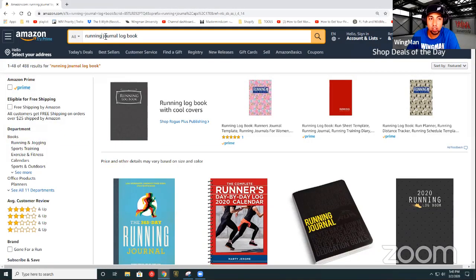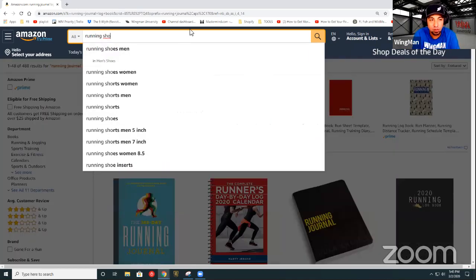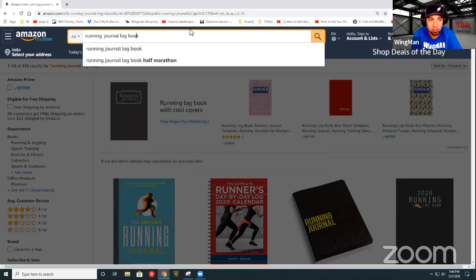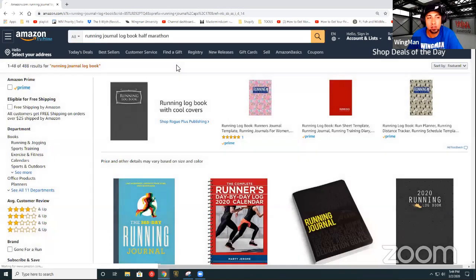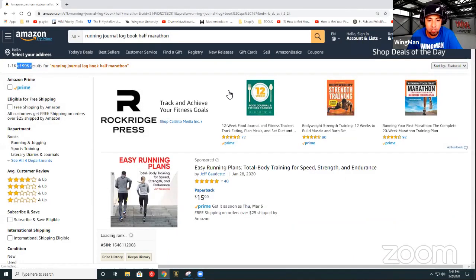Then just like shoes, if we cut this and just put in shoes, men's shoes, women's shoes, the different sizes of shoes, and then put the product back in, the journals, logbooks, if you only have a KDP account, this is the types of products that you can sell, and you can really niche down to half marathons. These can be your customers, and you get away from a lot of the competition.